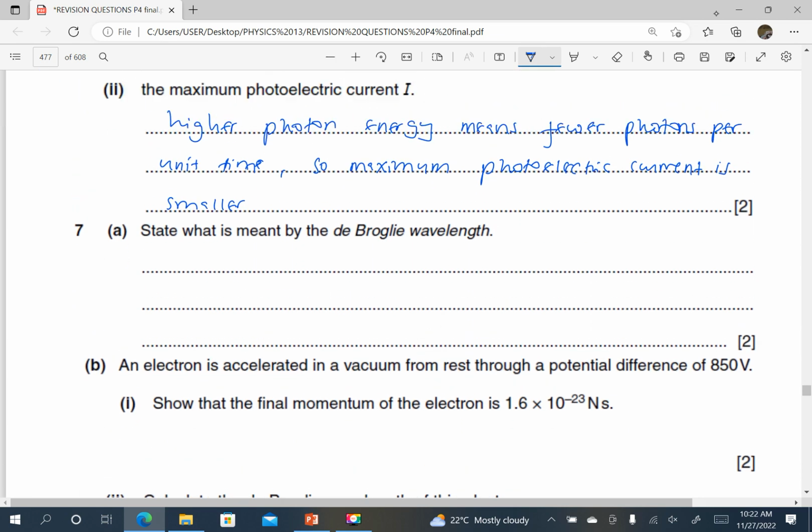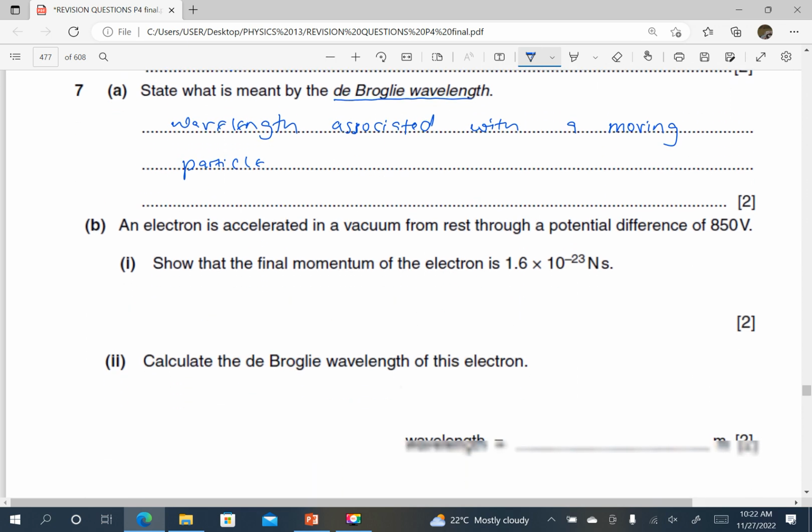State what is meant by the de Broglie wavelength, that is the wavelength of a moving particle. The wavelength associated with a moving particle.